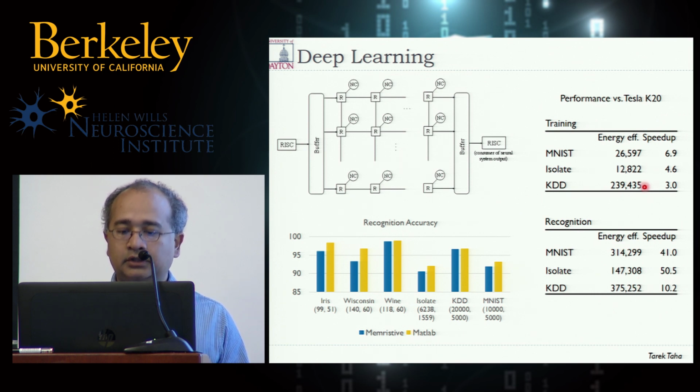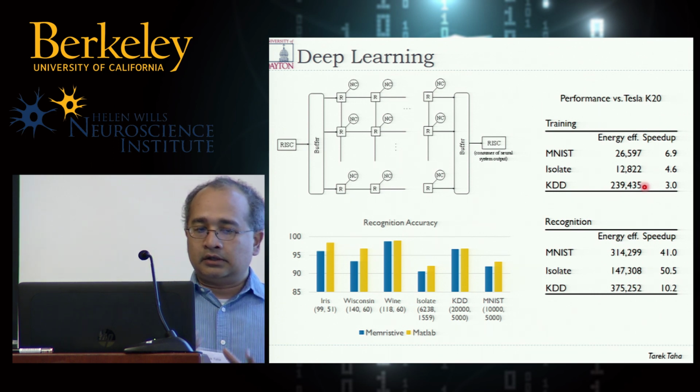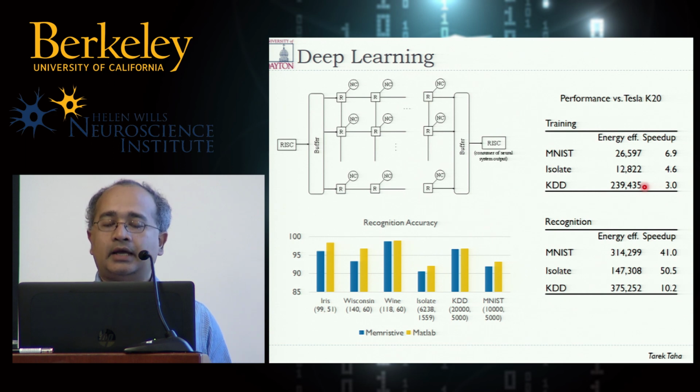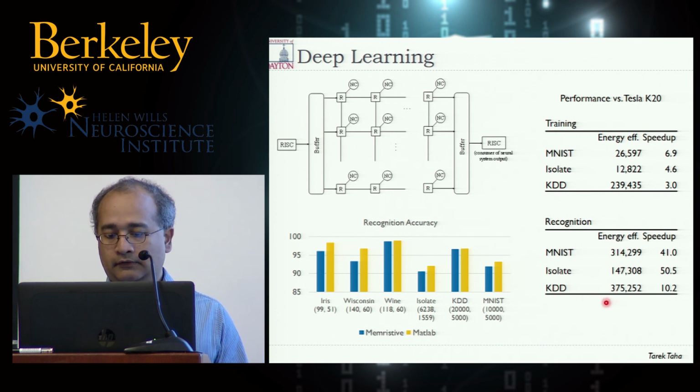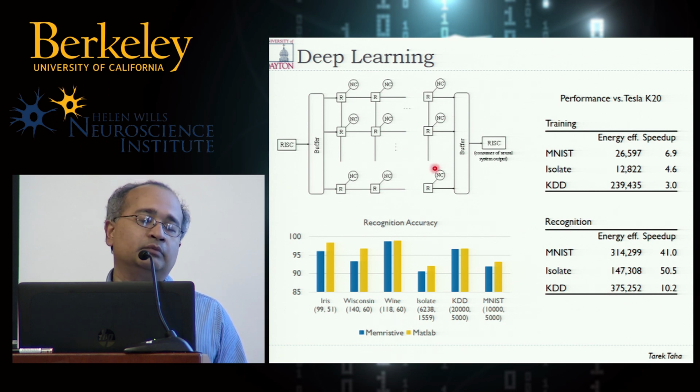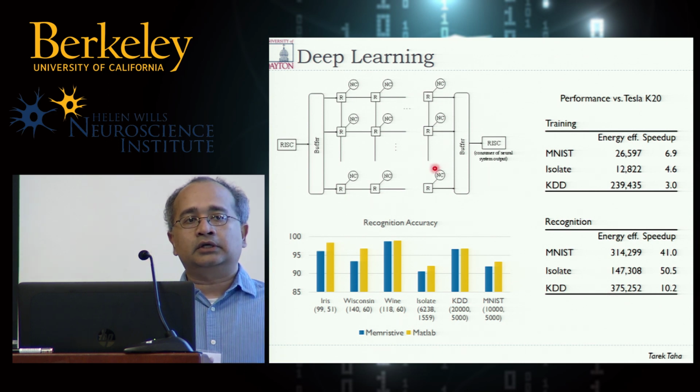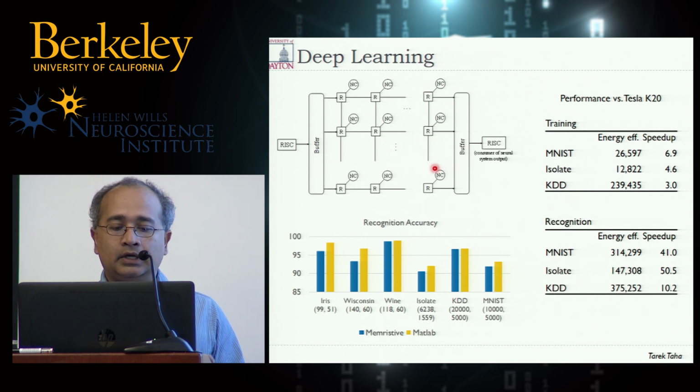The reason that the training energy efficiency is less is that there is some serial weight update going on in the training side, whereas in the recognition side, everything is being done in parallel. So you get more parallel, faster runtimes, and thus lower energy consumption using the memristor system. These are things we are trying to work on and fix.